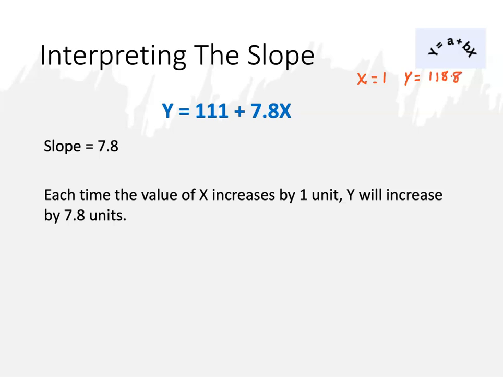118.8. If x is equal to 2, y will be equal to 111 plus 7.8 times 2. 7.8 times 2 is 15.6. So that's going to give you, actually, 126.6.